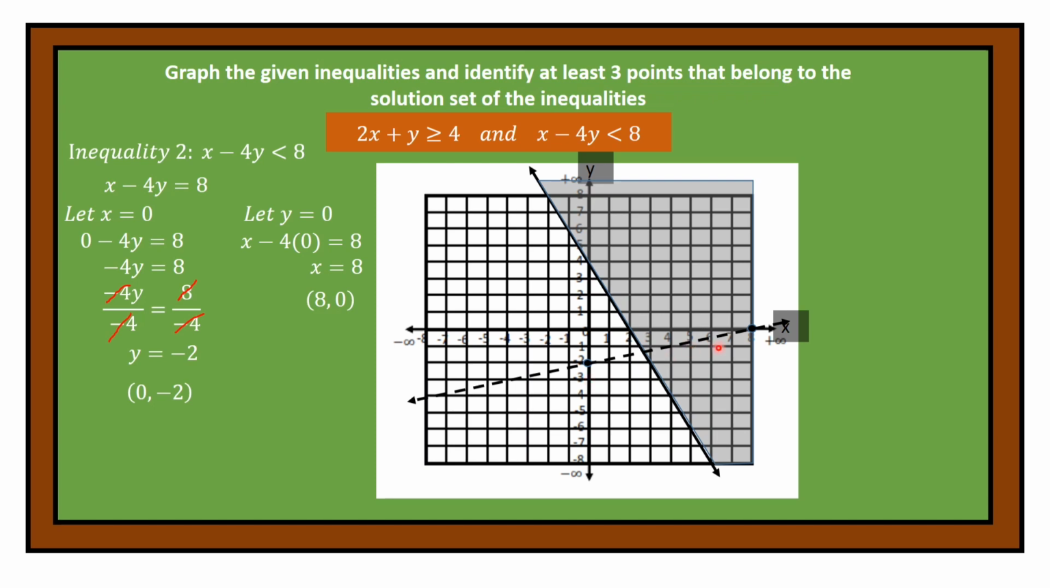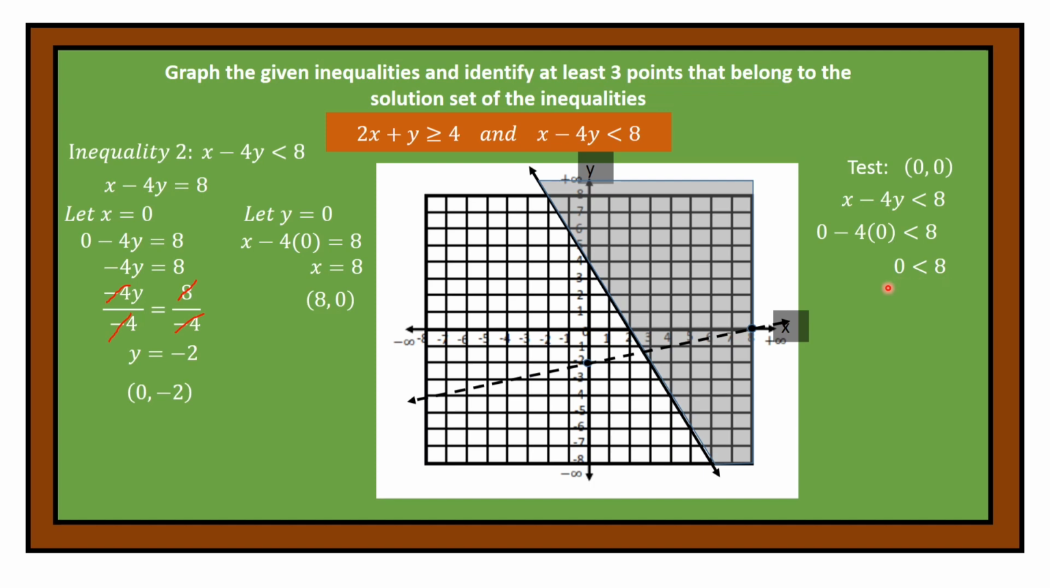Okay. So, take a look at this broken line. So, ito yung ating half planes. Okay? At ito naman yung isa pang half plane. So, meron tayong upper half plane at merong lower half plane. So, kuha tayo ng testing point, which is 0, 0, yung ating origin. At isubstitute natin to sa ating inequality na x minus 4y is less than 8. So, ito ay magiging 0 minus 4 times 0 is less than 8.